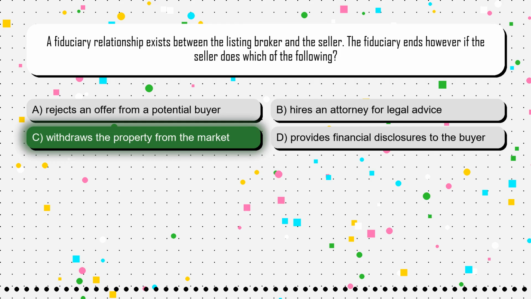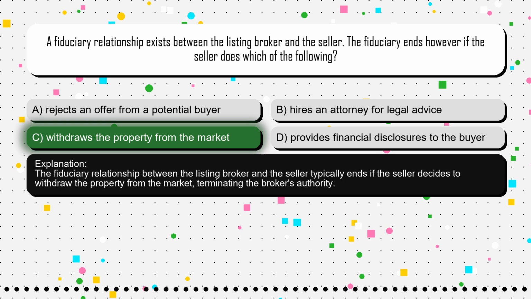The correct answer is option C, withdraws the property from the market. The fiduciary relationship between the listing broker and the seller typically ends if the seller decides to withdraw the property from the market, terminating the broker's authority.